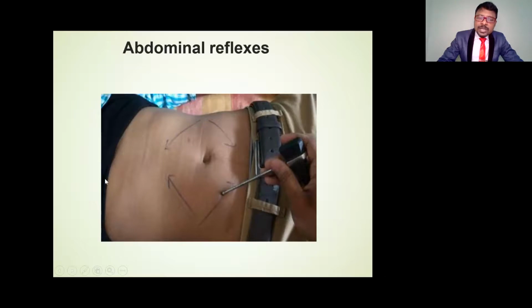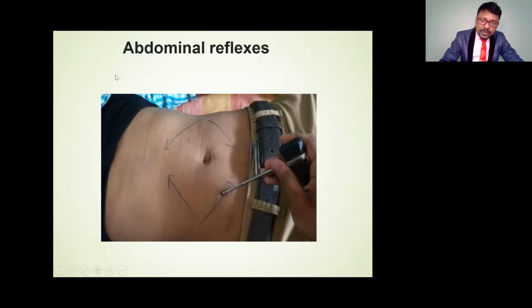This is the stimulus, stroking upwards. This is the stimulus, and what will be the response? The response will be the contraction of the umbilicus; it is going to be pulled. You can see it easily. So whenever you are doing practicals, you have to practice these things. You observe the contraction of the umbilicus.